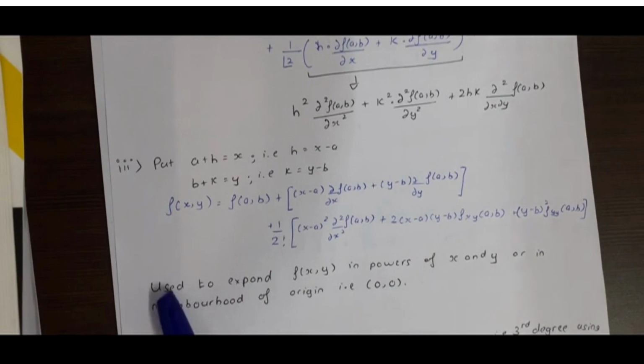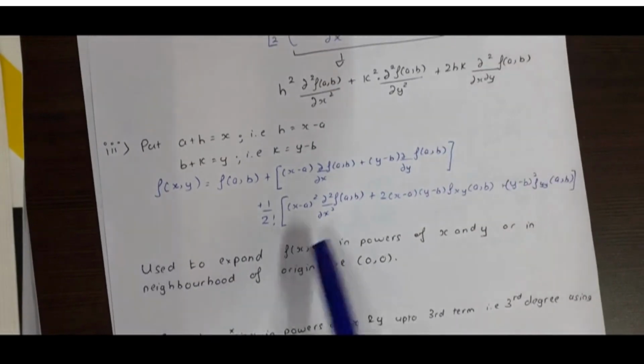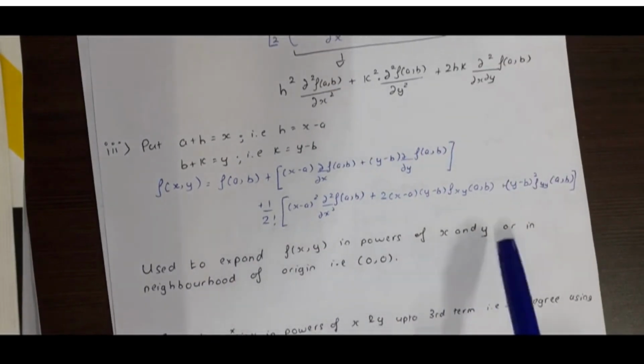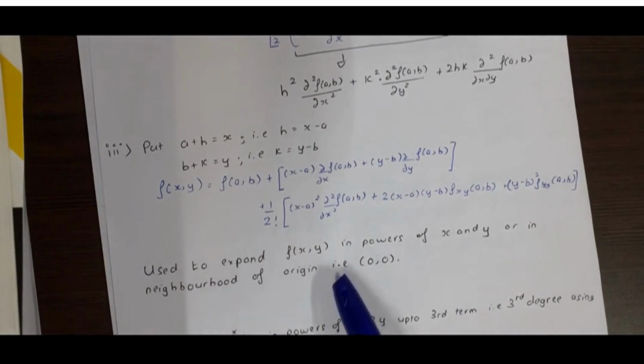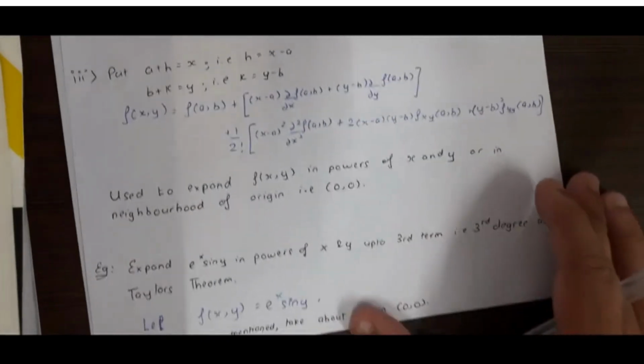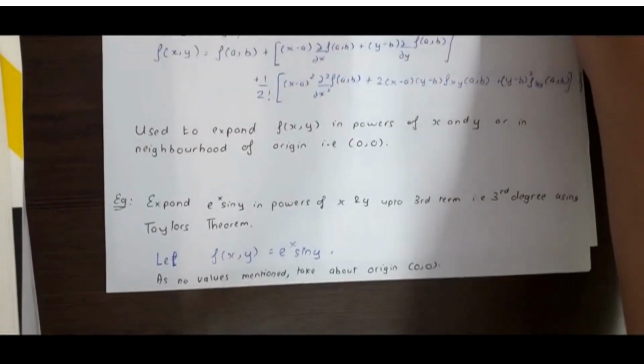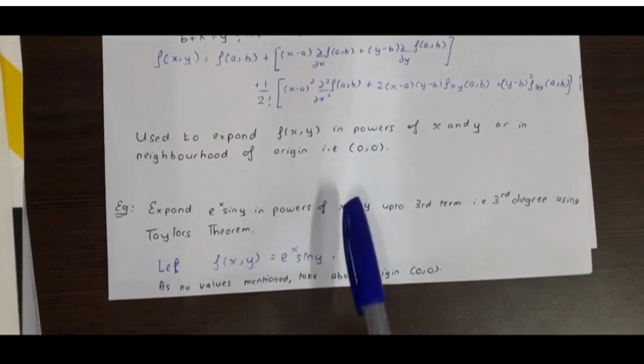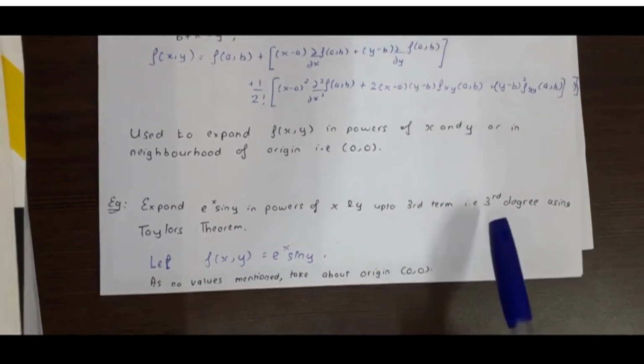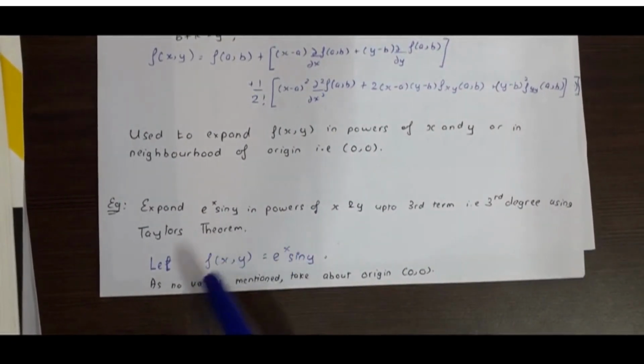So this for question will come in the form expand f of x comma y in powers of x and y or in the neighborhood of the origin or any point. Origin will be 0, 0. Here we have an example. Expand e power x sine y in powers of x and y up to the third term, that is the third degree, using Taylor's theorem.